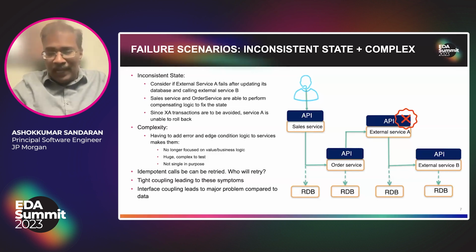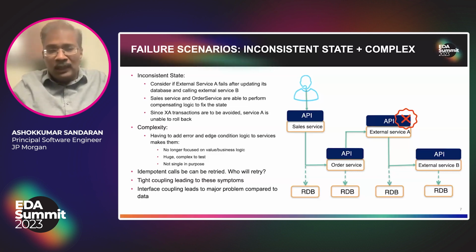So this entire data flow, if it is built using a synchronous model, the issue starts stemming up when the order service calls external service A, and then when it calls external service B and crashes it. Now the sales service and order service know that external service A crashed and they can compensate the transactions. But unfortunately, external service B does not even know that external service A crashed.